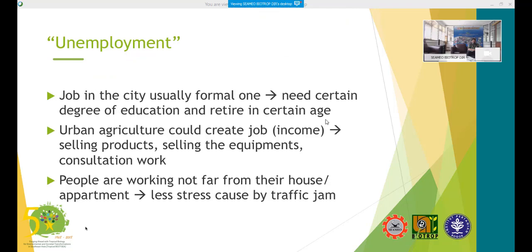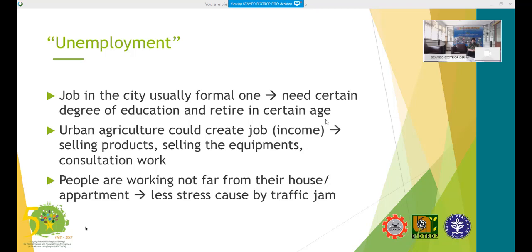And unemployment, yes. A job in the city is different from the village. In the village, maybe people with not enough education go and cultivate things, or maybe catch fish in the river. But in the city, it's not possible. A job in the city, usually a formal one, needs a certain degree of education and retires at a certain age. So urban agriculture could be a solution.